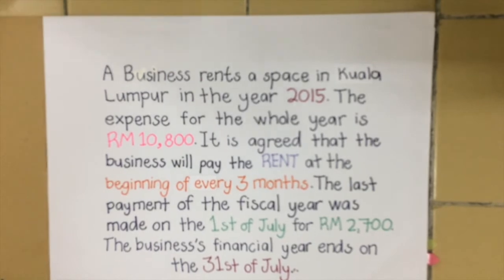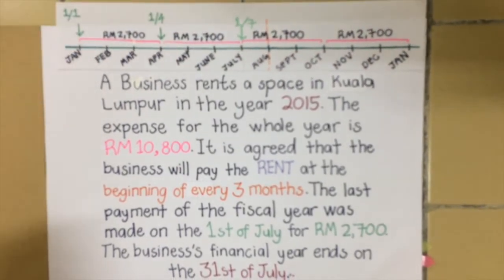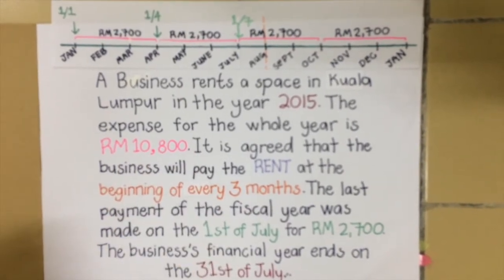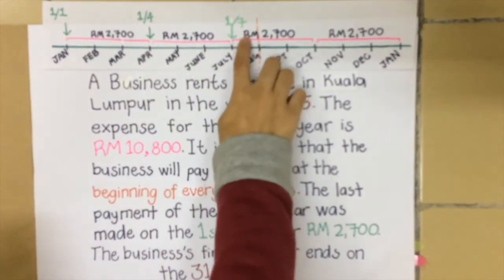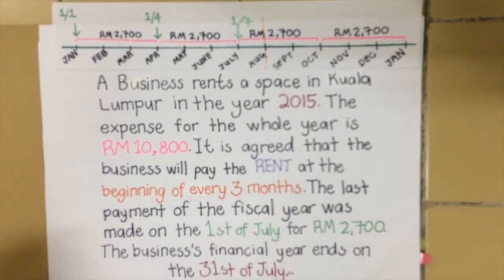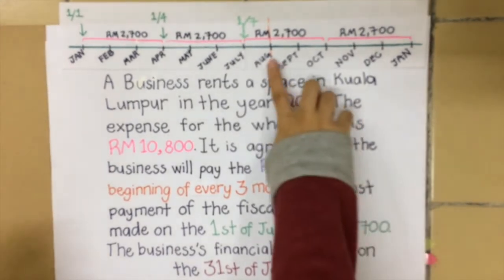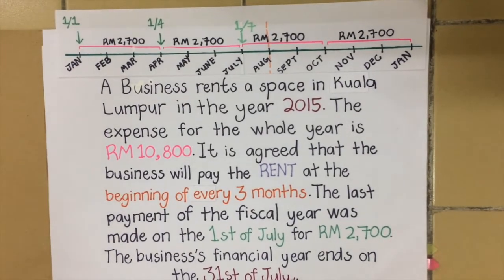To ease our work in recording the transaction in the required accounts, we make a timeline. So, as it is stated, the expense for the whole year is 10,800 ringgit. The green date on the timeline indicates the date of our payments as we agree to pay rent at the beginning of every 3 months. Our fiscal year ends on 31st July. Thus, we prepaid 2 months, which is 1,800 ringgit. So, let us see how we record in the accounts.